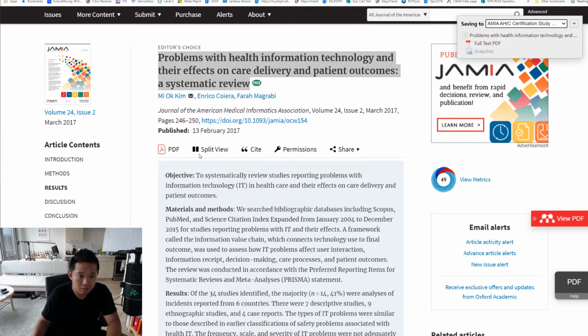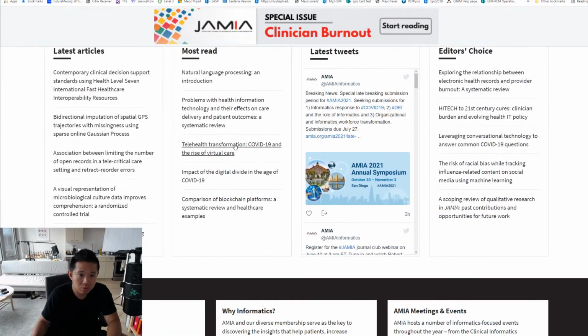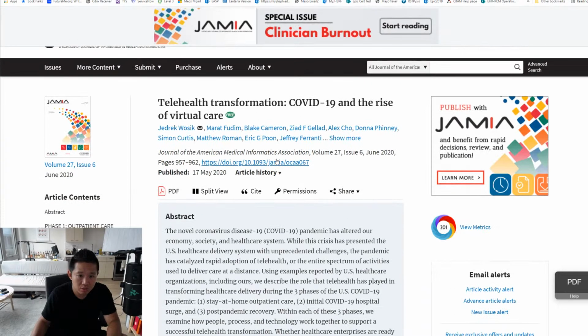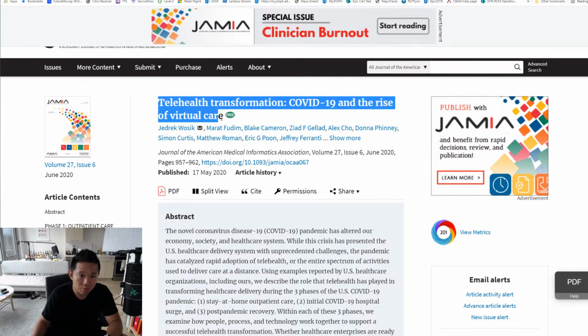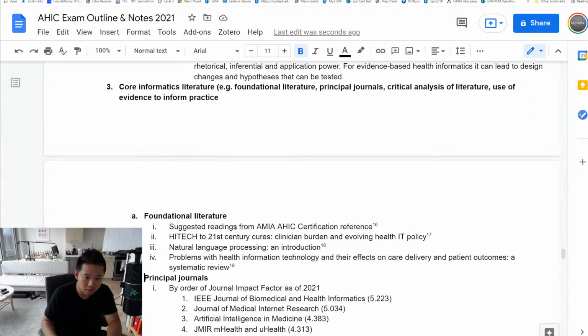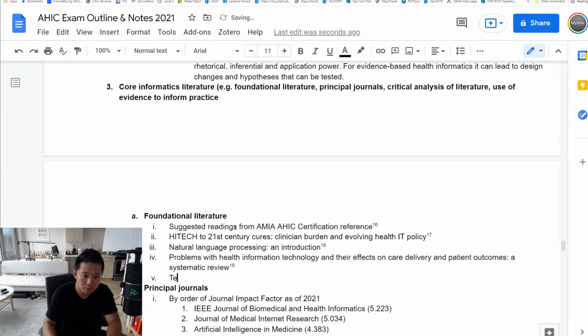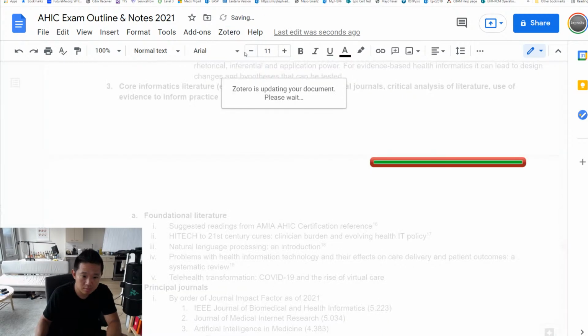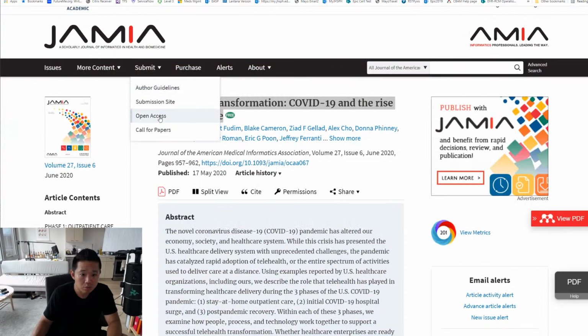Go back. I feel like I'm cheating here, just going to the most red. This will probably be important in general. Telehealth, more modern type stuff again. Telehealth transformation. Telehealth certainly is going to play a huge role. Oops. So let's do that. Cool.